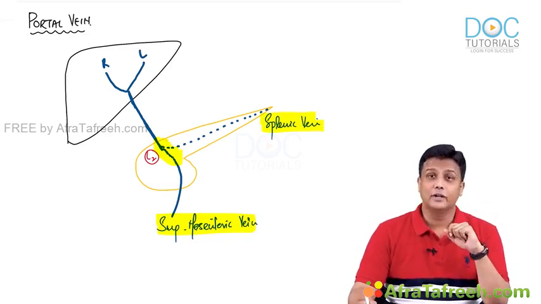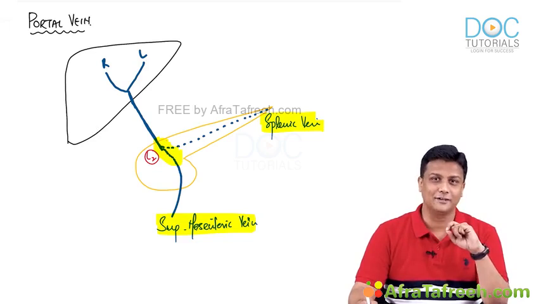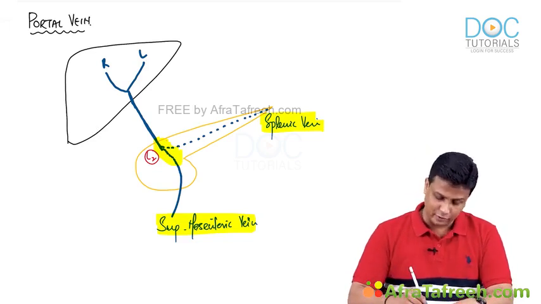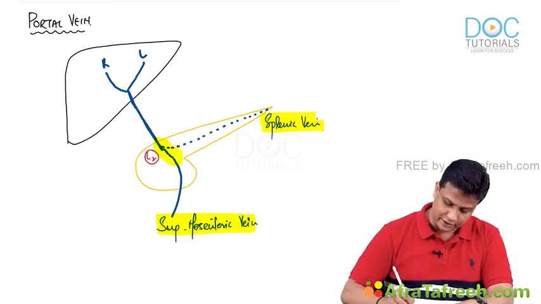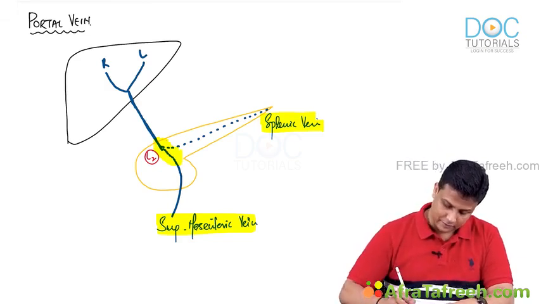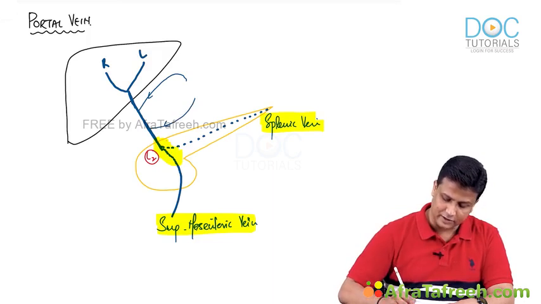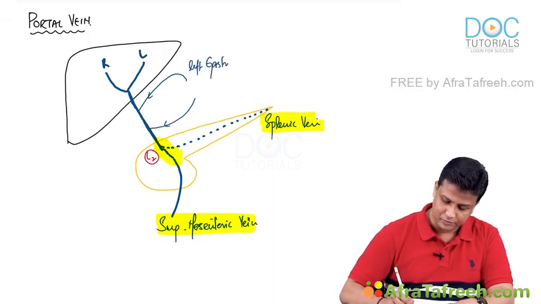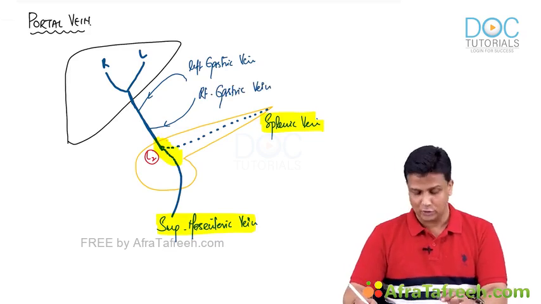Now, what is the next thing that we need to learn here? Whenever you learn about any vein, you have to learn about the tributaries of that. So let us see what the tributaries of the portal vein are. First of all, it is going to receive two veins which drain the blood from the stomach. In this diagram, I'm not drawing the stomach and everything, it becomes more complicated. So just understand there will be a right and a left gastric vein. This will be the left gastric vein here, and then there will be a right gastric vein.